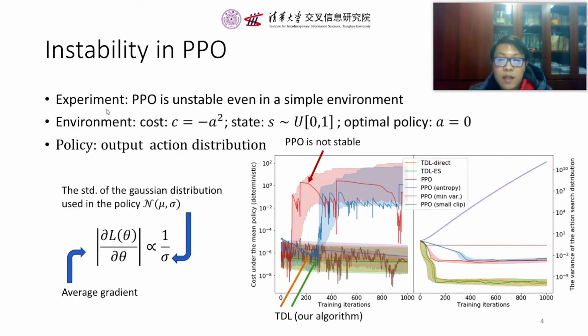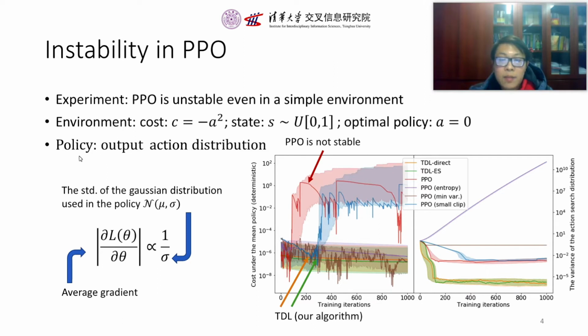In this paper, we conducted experiments to demonstrate a source of instability that exists in some policy-based algorithms. Especially, we found that such instability exists in a very simple environment for PPO. Our experiment is as follows. The cost, which is the negative reward, equals minus a squared, where a is the action, and it is a real number. The state S is also a real number, uniformly sampled from 0 to 1. Notice that the cost does not involve the state, therefore the state contributes nothing to the environment. Obviously, the optimal policy for this environment is a equals 0, which means that the agent should output 0 action all the time.